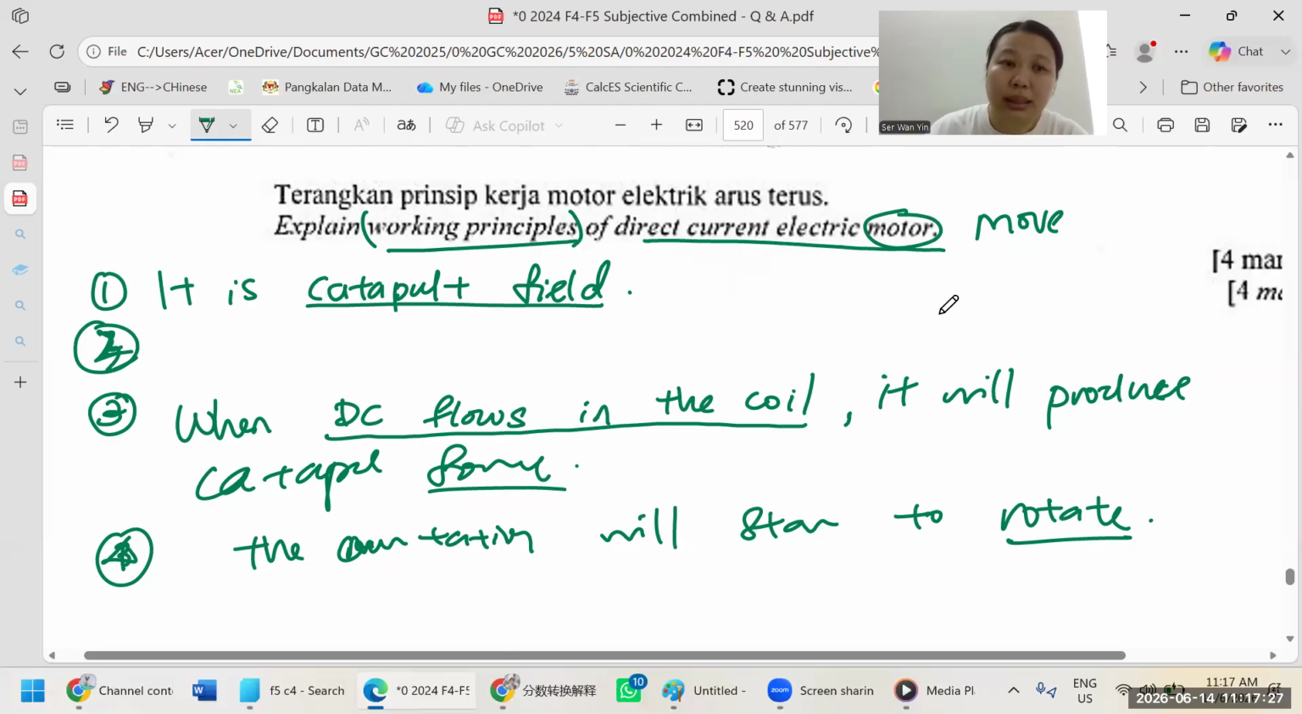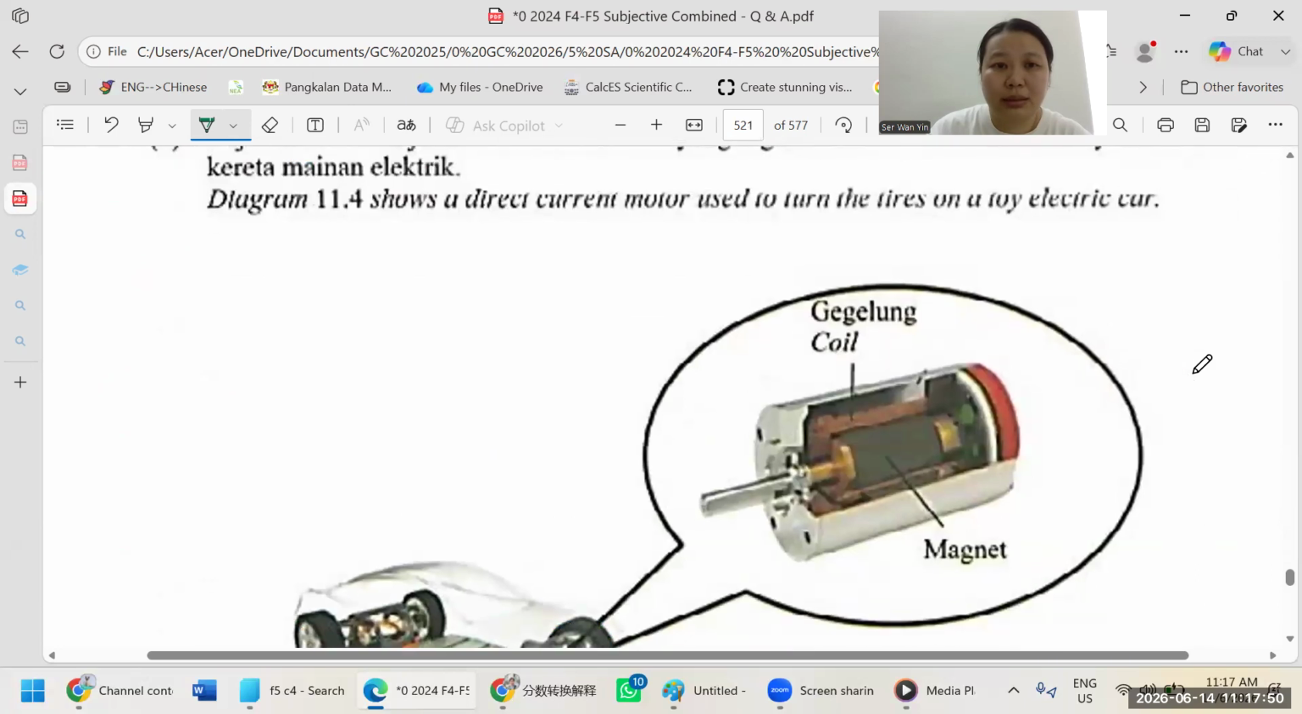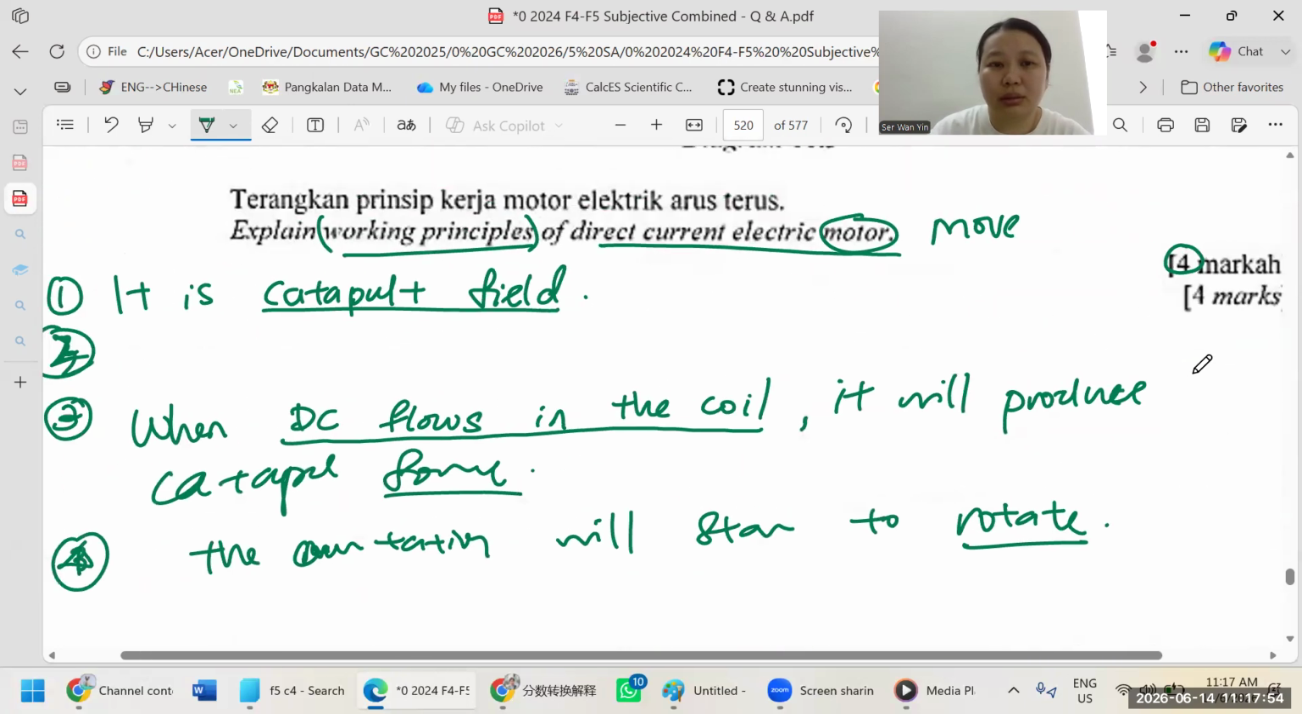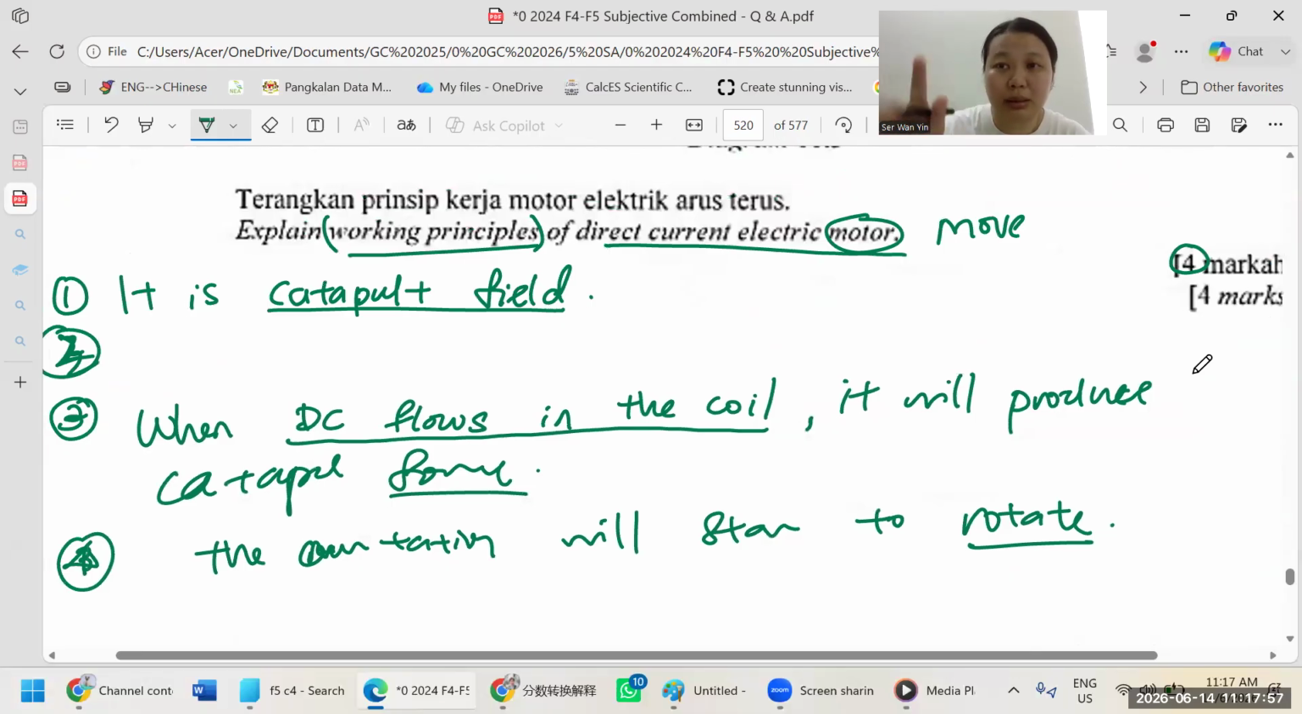So I would say the 4 marks depend on the question. Some questions are easy to score, some not. But if you know the concept and write the concept, at least 1 to 2 marks. Right, next, 11.4 shows a DC motor. You okay? Right, next.